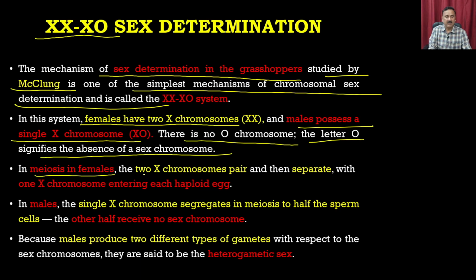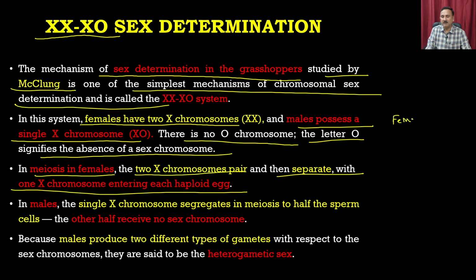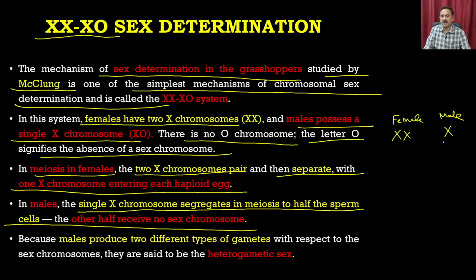In meiosis in the female, the two X chromosomes pair and then separate, with one X chromosome entering each haploid cell. So basically the female is XX and the male is X only, right? In the male, the single X chromosome segregates in meiosis to half the cells, and the other half has no X chromosome. So it is going to give you two types of gametes: one is X, the other one is O, which means minus, right? So there will be X and O.